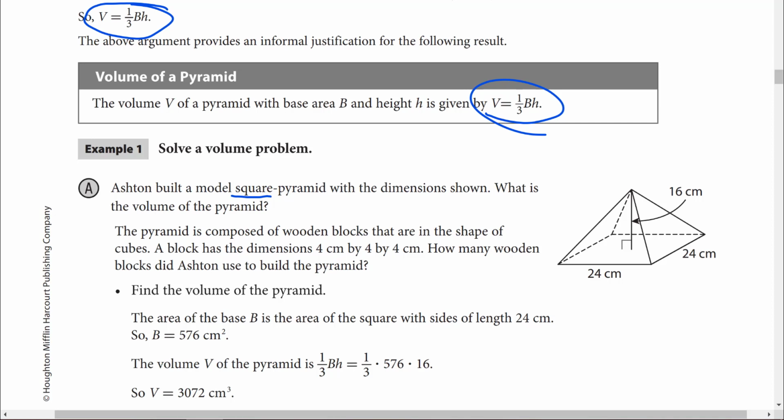Well, if we look at it, using our formula, we need to know the height and we need to know the area of the base. Since it's a square, we know that it's length times width for our base. So our base area is 24 times 24. Let me grab a calculator and figure that one out. Okay, that is 576 square centimeters.